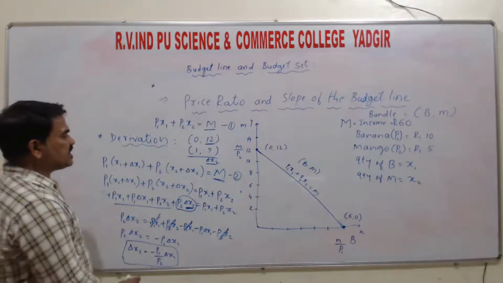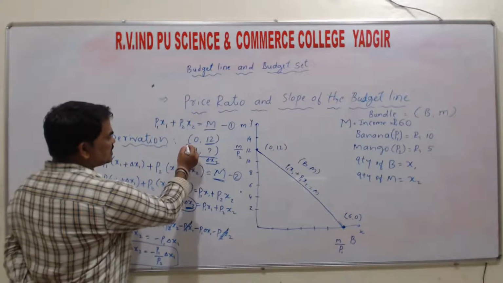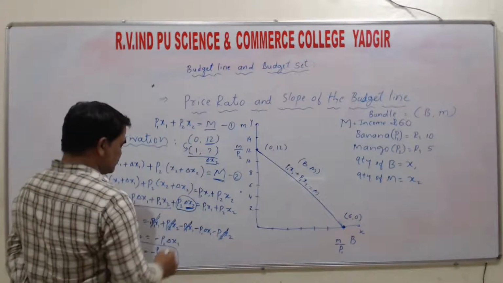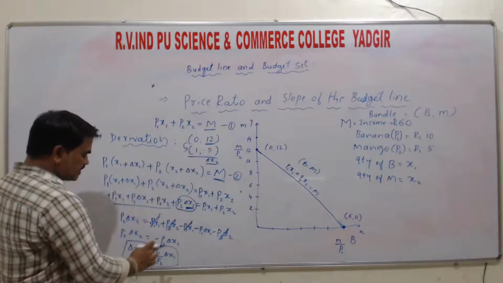Now I'll take this example here. Here the change is, as I said, per unit change. I'll put all these numbers here.